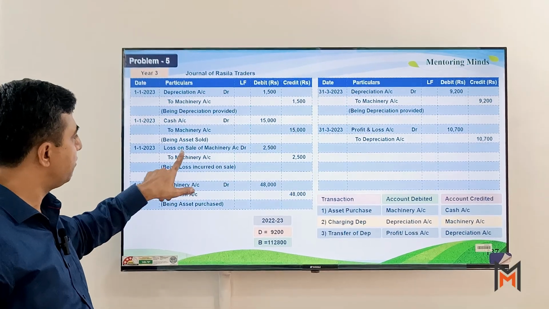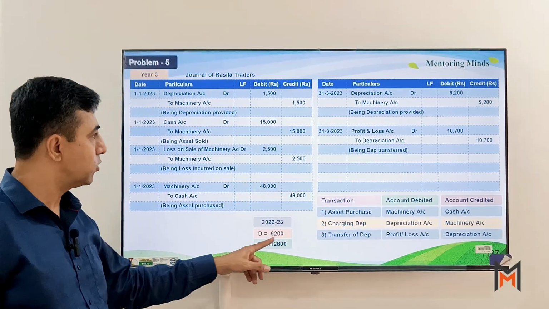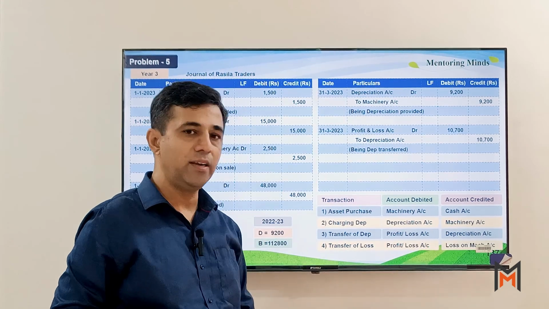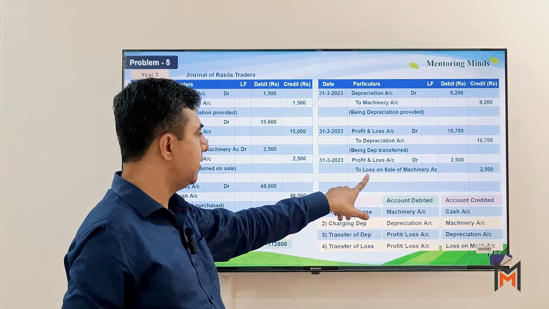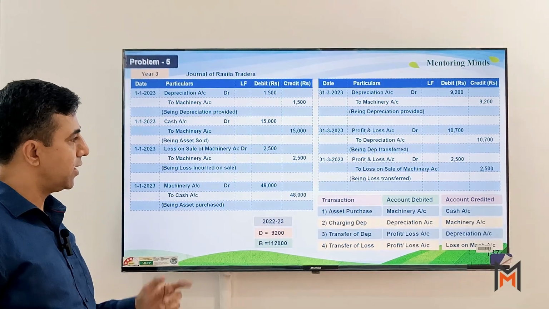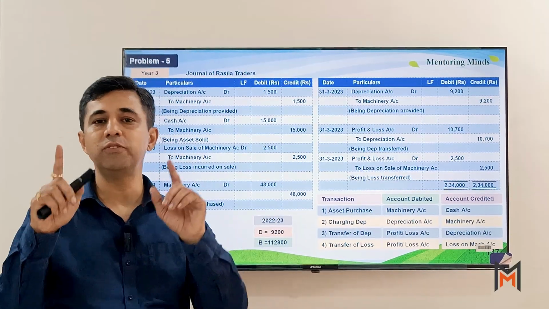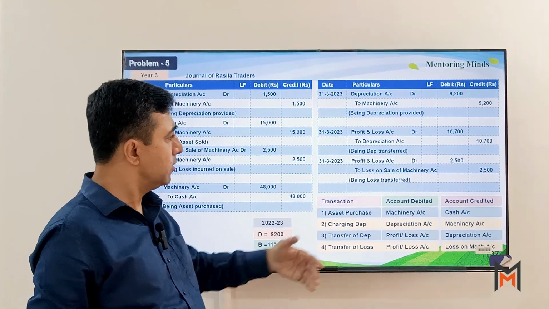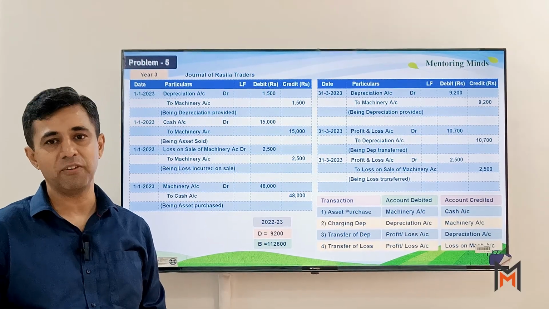Also there is one more entry that we should transfer to profit and loss, is loss on sale of asset. So loss is also transferred to profit and loss on debit side. So profit and loss account debit to loss on sale of machinery account. Same entry we are going to write it here, to loss on sale of machinery account of 2,500. Narration being loss transferred. And then at the end we are going to do the total of journal. So we understood, dear student, how we are going to pass the journal entries when these all calculations are given to us.